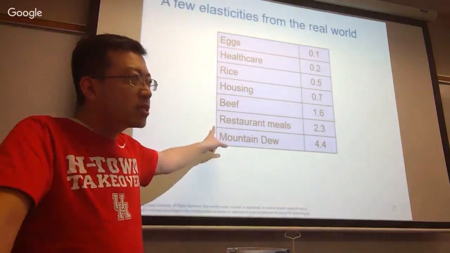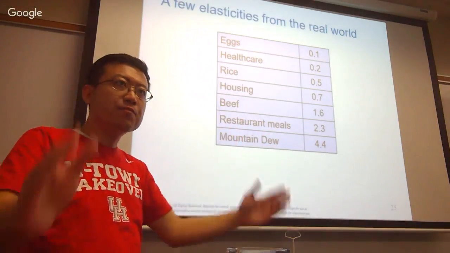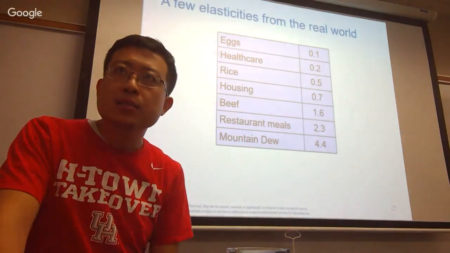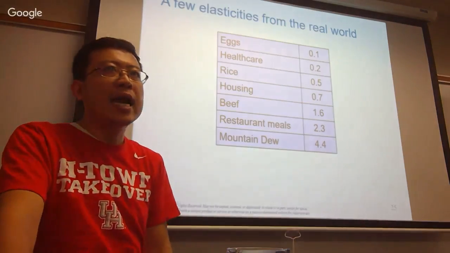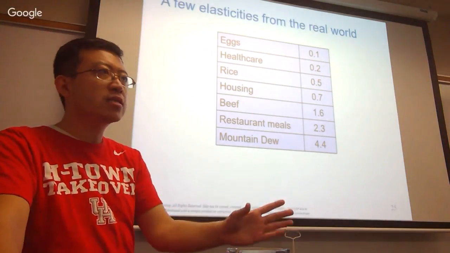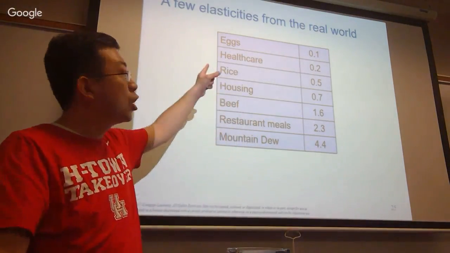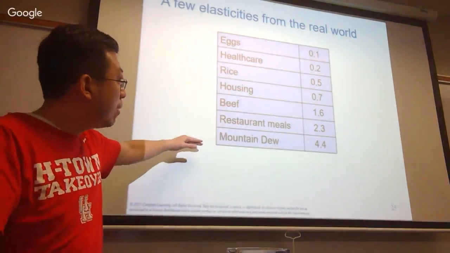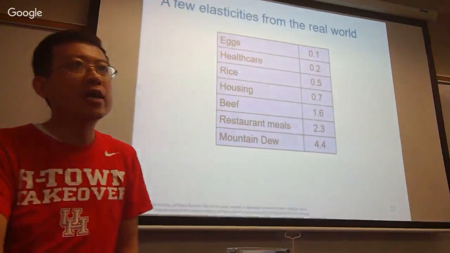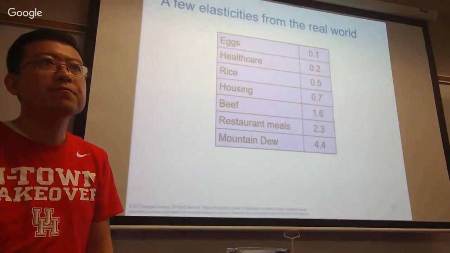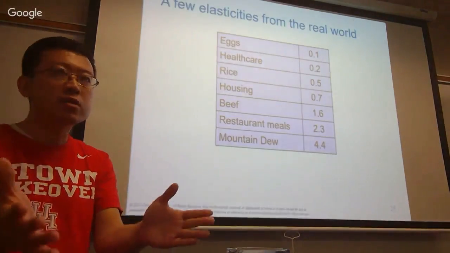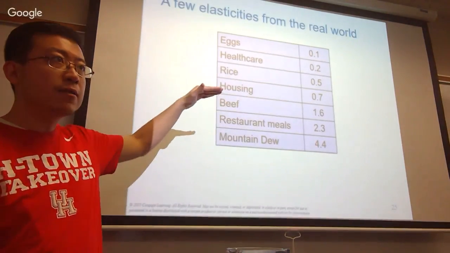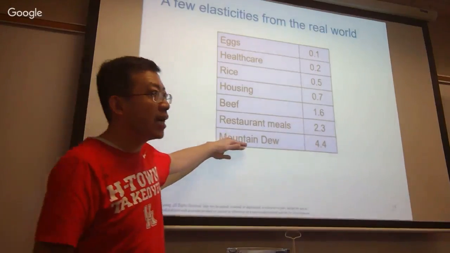Also, eggs is a very general term. We didn't say what type of egg this is. We didn't say this is the organic chicken egg, or organic cat eggs. So we don't know what type of egg this is. So very general term. That's why it's a very low elasticity. Now, Mountain Dew has a 4.4 elasticity. Why is Mountain Dew so high? Very specific, right? If we say soft drinks, that has a lower elasticity. But if you go very specific, it's a very high elasticity.